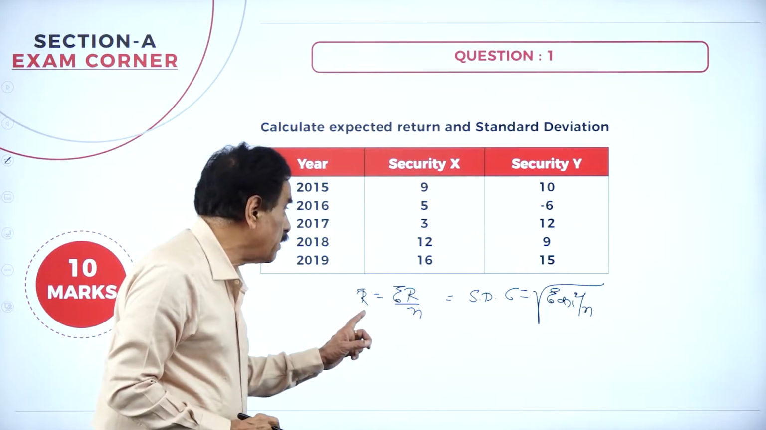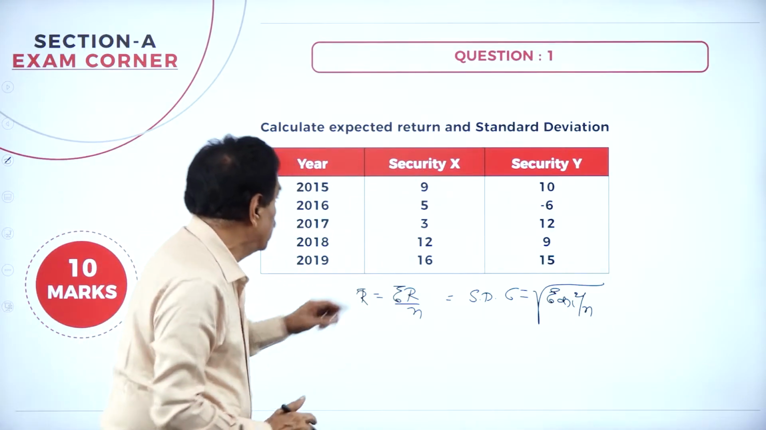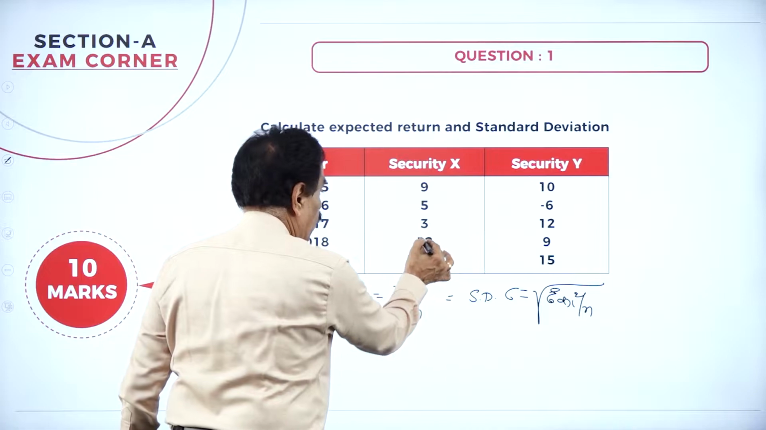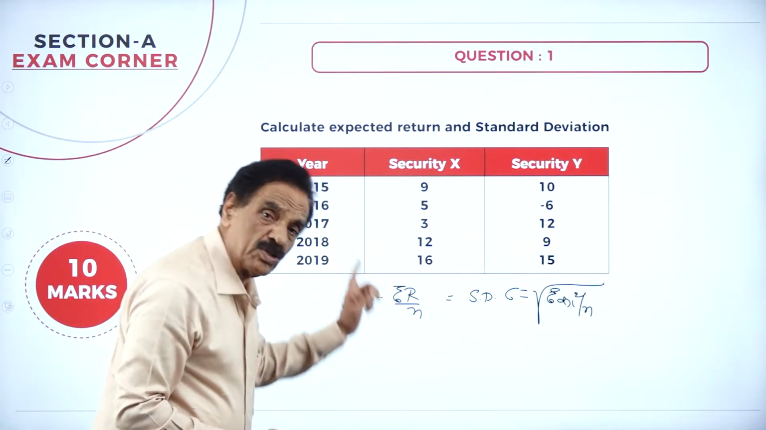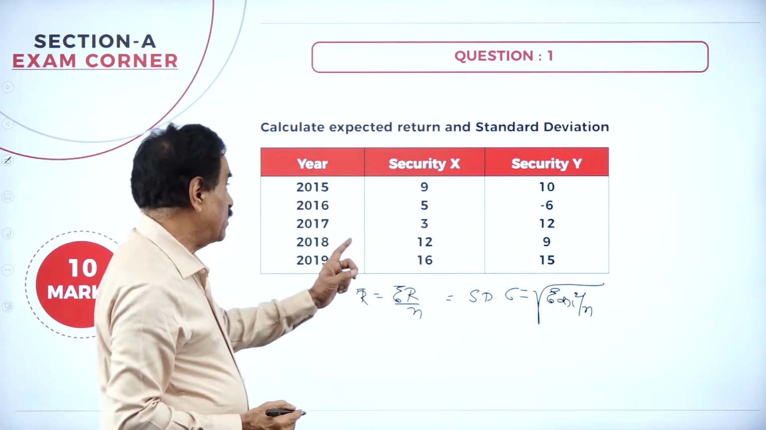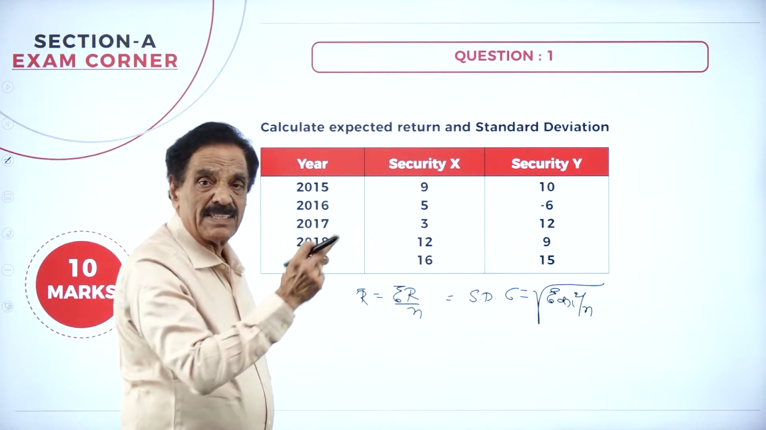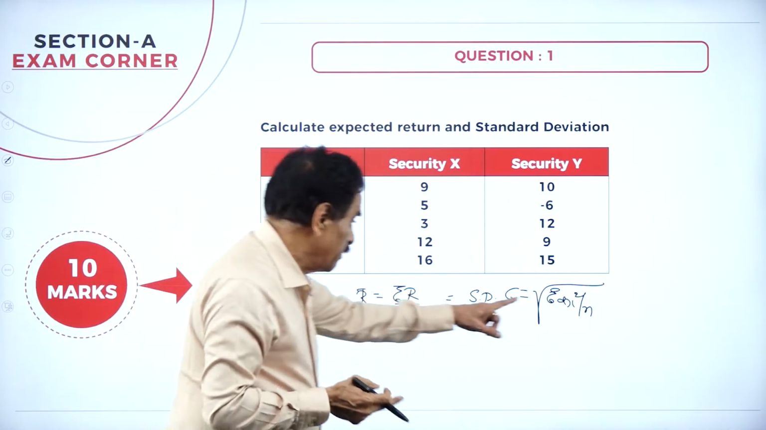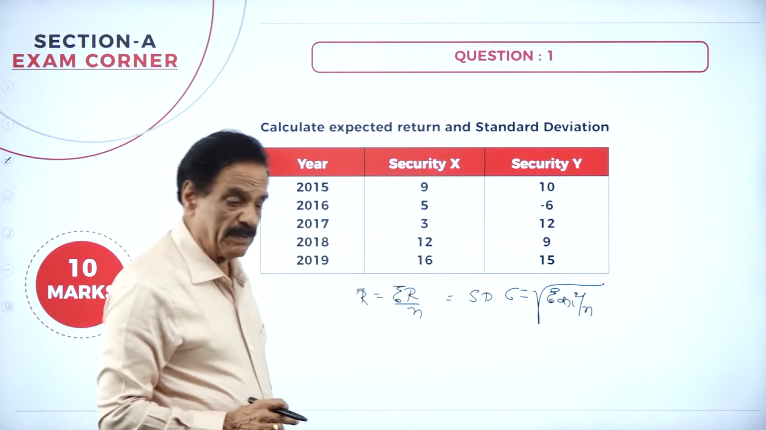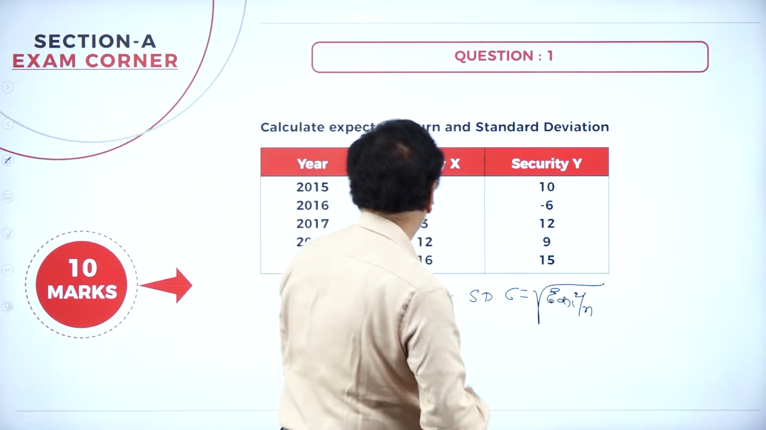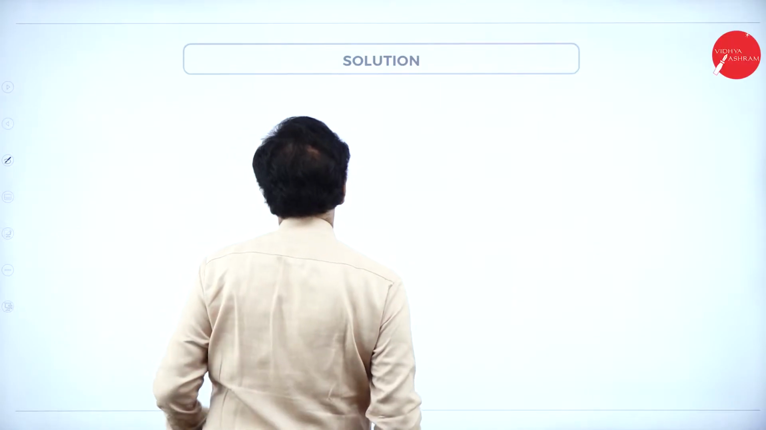First, R mean is equal to adding the figures. See that 1, 2, 3, 4, 5 items are there. Total divided by N gives the expected return. And from the return, you are going to calculate the dx and dx squared. Then the same thing for dy and dy squared. I will explain slowly. We'll go with security X.